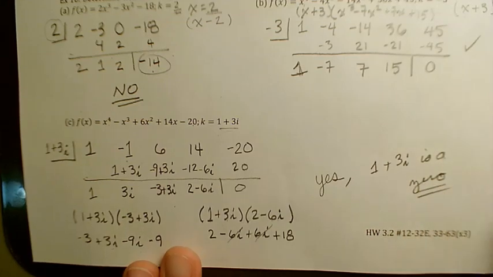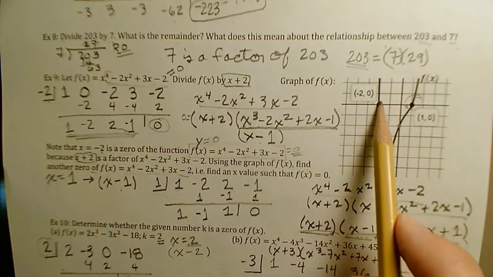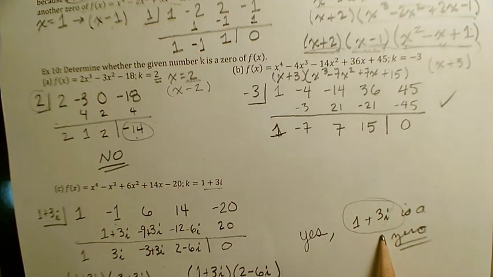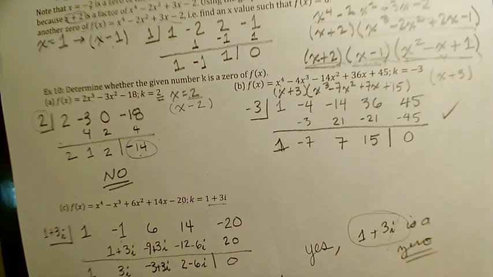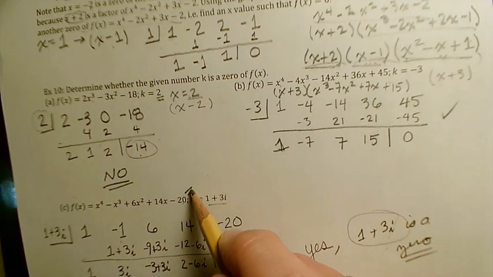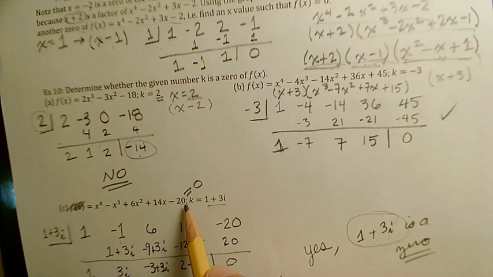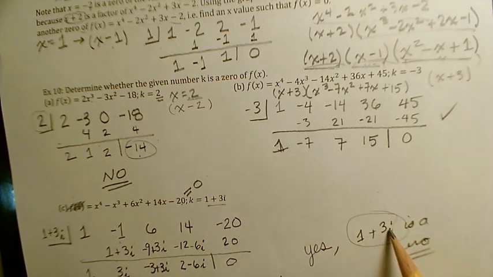Now, when we say a 0, normally we think of a 0 as where it crosses the x-axis, but of course this is complex. So the 0 really means that it is a solution. If we took that function, instead of making it a function, we set it equal to 0, we know that 1 plus 3i would end up being one of our solutions. So zeros, solutions, same sort of terminology, synonymous terms.